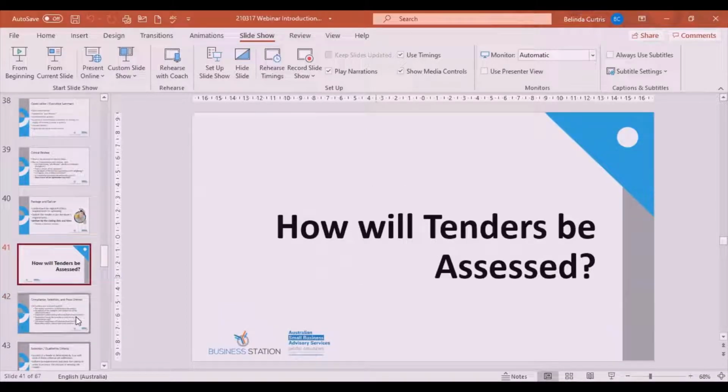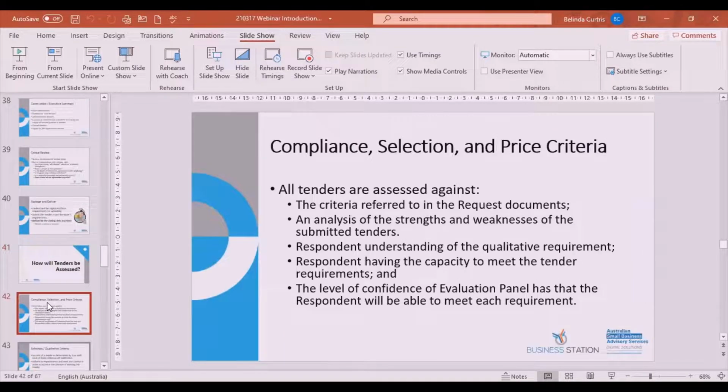So how will tenders be assessed? Well, you've done your job and you've submitted your tender by the due date and time. So now it's up to people like me to do my job. Tenders are assessed against the criteria: the selection criteria, the compliance criteria, the pre-qualification criteria, and the price. In looking at your submission, there'll be an analysis of its strengths and weaknesses. I'll be looking to see whether you understand the qualitative requirement, the selection criteria. Have you been able to effectively answer questions around your capacity to deliver the tender?